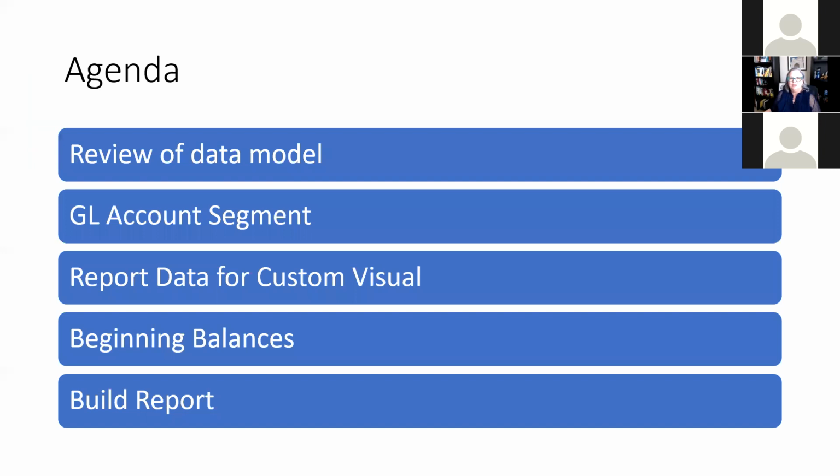Here is our agenda for today. We're going to do a brief review of the data model that we've been working on over the past couple of months, and that, again, we're going to continue. We're using general ledger data. I'm going to spend a little bit of time talking about GL account segments and how and why we would want to use those inside of Power BI and some changes I've made to them.